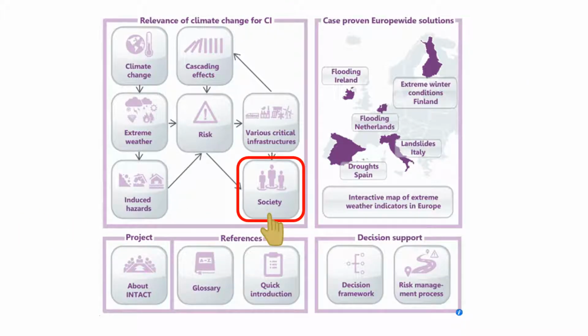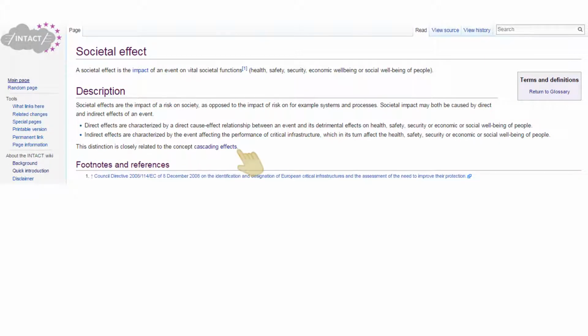The Society page introduces the user to societal risks resulting from risks which can be direct or indirect. As detailed on this page, it can relate closely to the concept of cascading effects, and the wiki provides the user with cross-references and cross-linkages to relevant sections of the site in order to guide the user throughout with ease and simplicity.